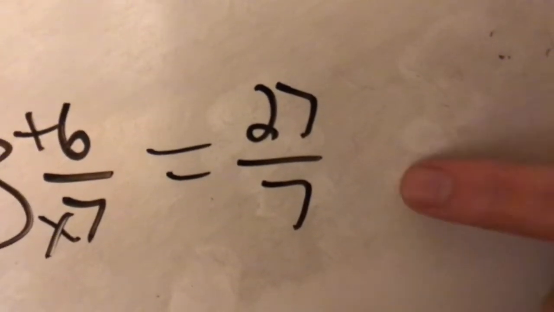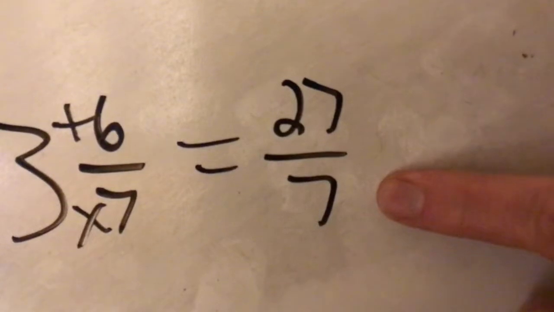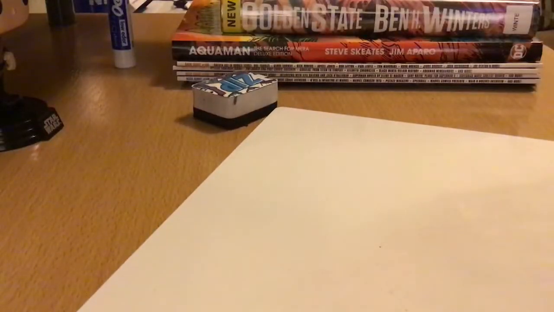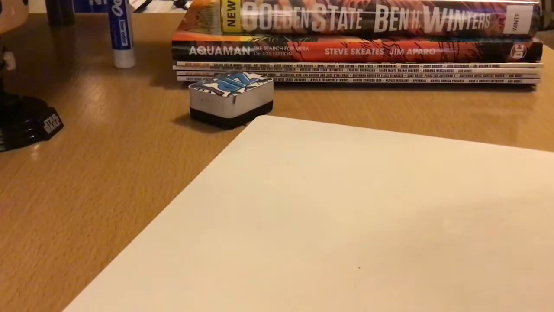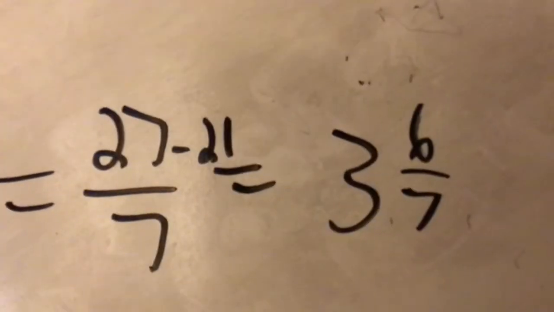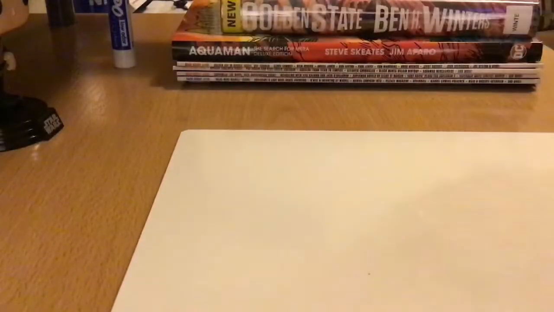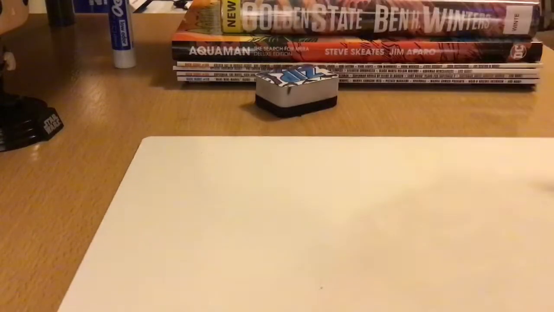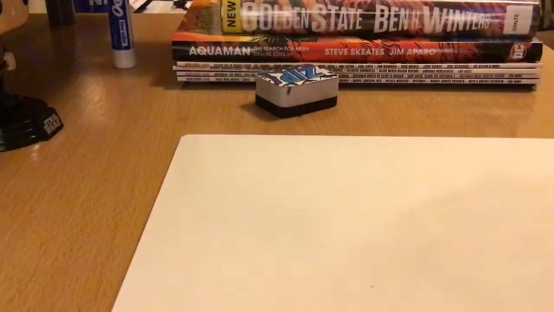So let's go the other way. 27 divided by 7. How many times does 7 go into 27? That's right, it goes in 3 times. 7 times 3, we already established, is 21, so we're going to subtract 21. 27 minus 21 gives us 6. 6/7. So that process reverses, okay? Good. So remember, we're going to take the denominator times the whole number.